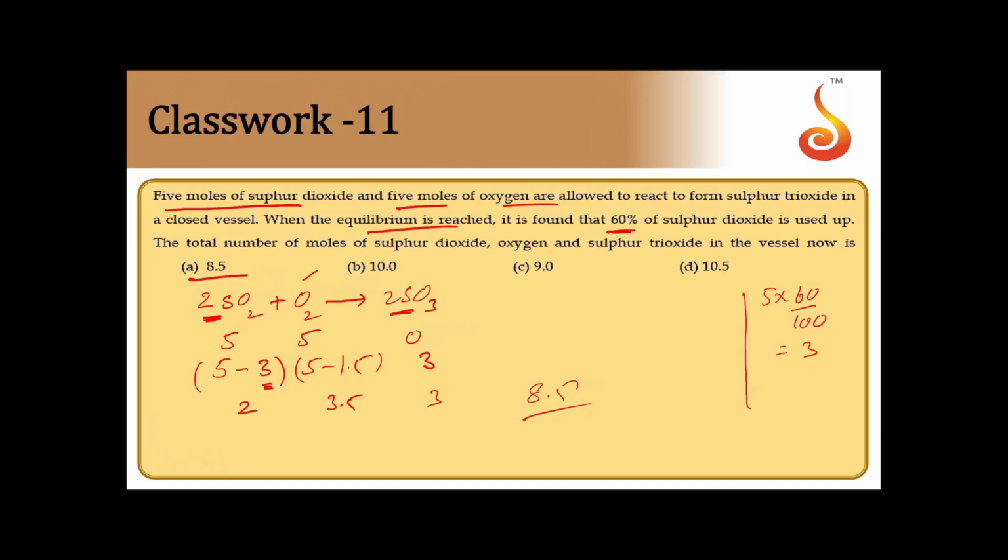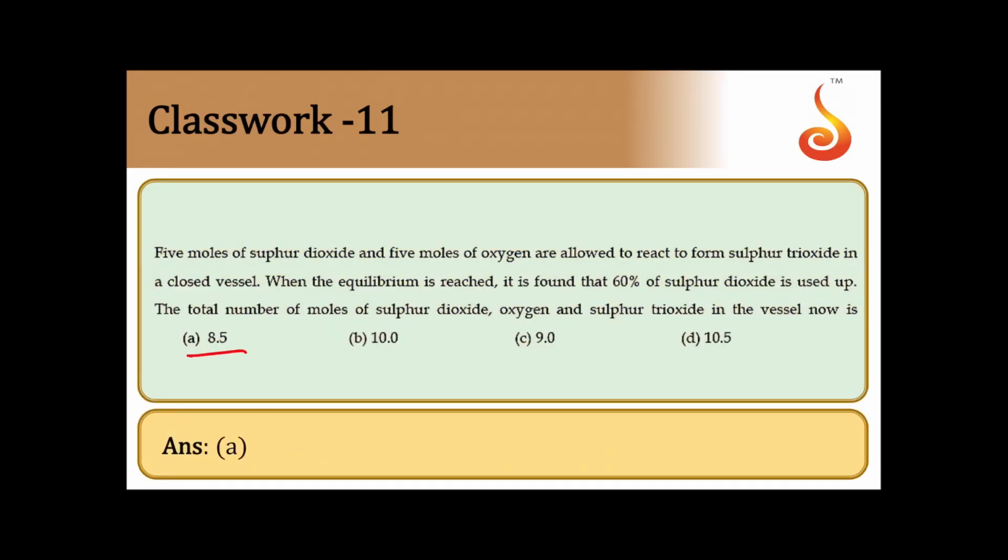So here the important point is 60% of SO2 is reacting. We have taken initially 5 moles, 60% is equal to 3. So 3 moles of SO2 are reacting. When 3 moles of SO2 react, only 1.5 moles of O2 can react from the stoichiometry of the reaction. So 5 minus 1.5, so 3.5 remains here, 2 remains here, 3 forms here. Total number of moles are 8.5. So answer is option A, that is 8.5.